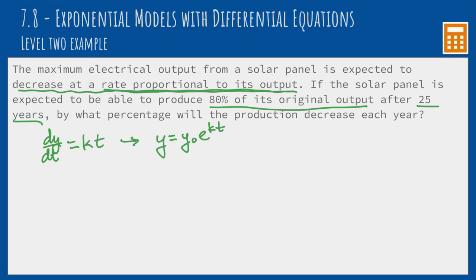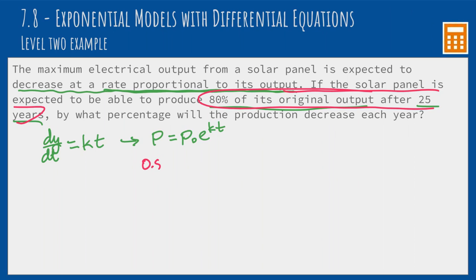And by the way, on all these examples, I'm using y as a variable, but we could have, let's say, p for production if we wanted to. We could use different variables. We just have to know what that variable means in the context of the problem. So eventually, we want to know what the production is going to be after the first year. But to find that, we're going to need to solve for k, and we can use this condition right here, this data point, 80% of its original output after 25 years.